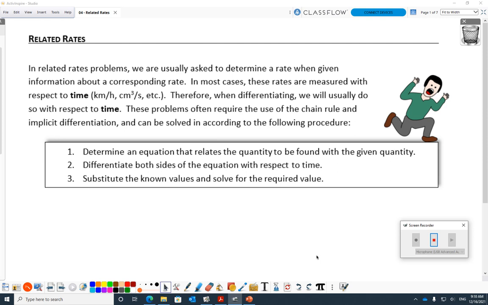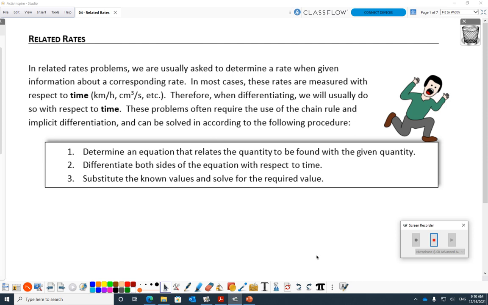These problems often require the use of chain rule and implicit differentiation that can be solved according to the following procedure. Usually. Word problems don't nicely fall into a recipe like this usually, but this is generally what we're going to talk about in related rates. Determine an equation that relates the quantity to be found with the given quantity. Well, we've been doing that for years. You get a question that's involving two things, you're going to try and find an equation that relates the two things.